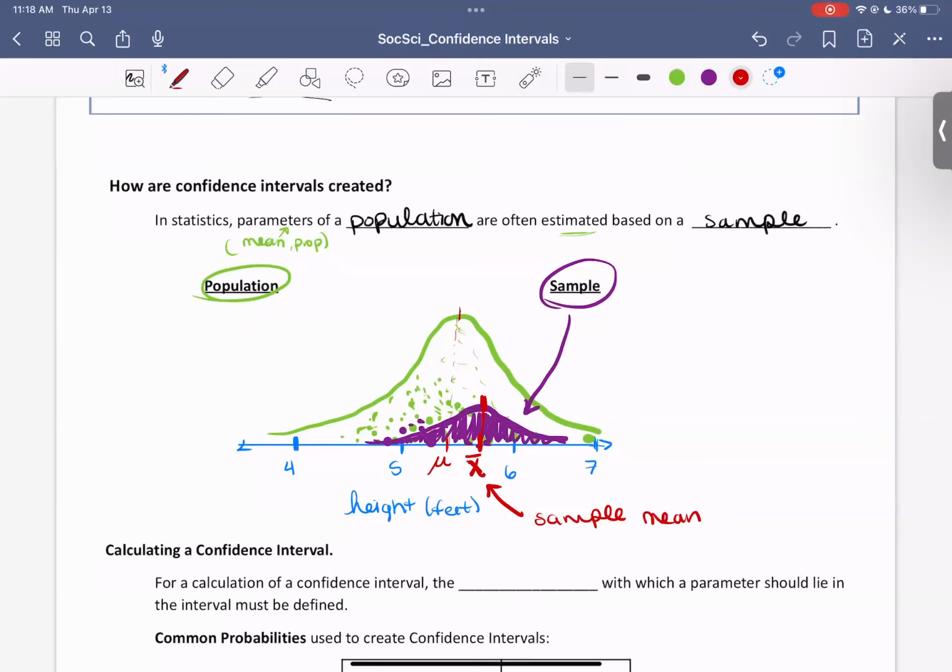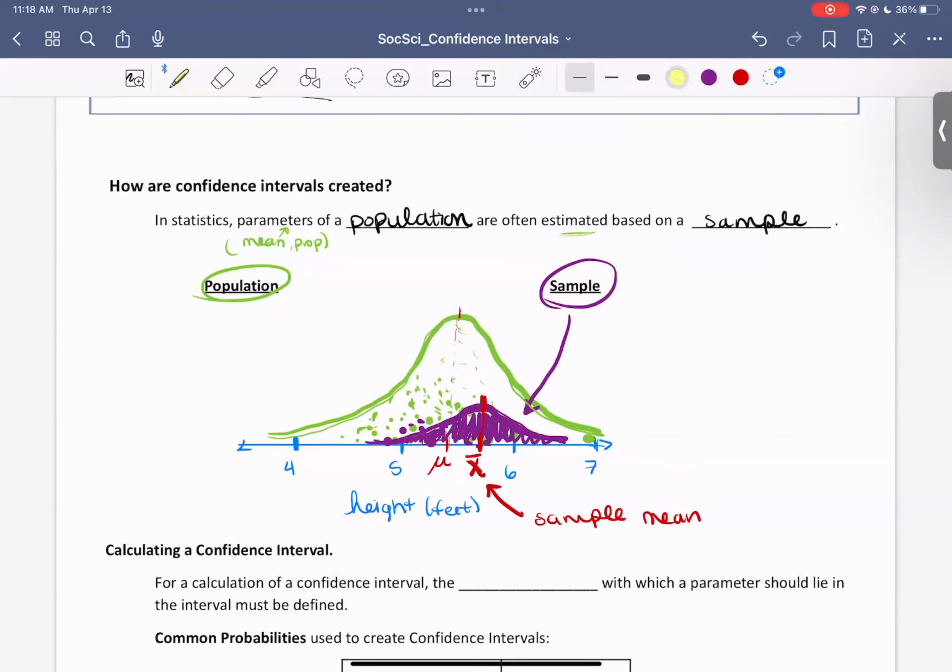So again, in this scenario, we don't know the green distribution. We don't know that information about the population because we're not able to get all of it. But we do know information about this smaller group, this sample. So now when we create a confidence interval, what we do is we create a range of values based on this sample data that's going to be used for us to predict where that population mean should be.